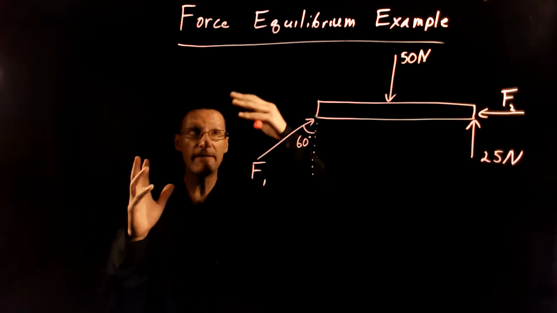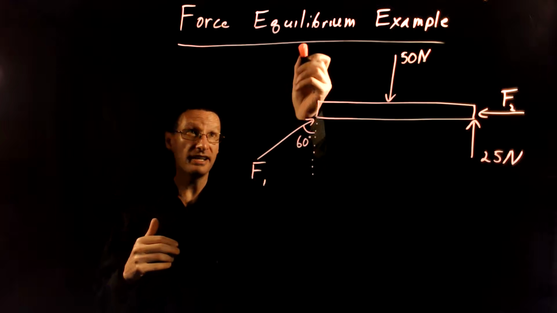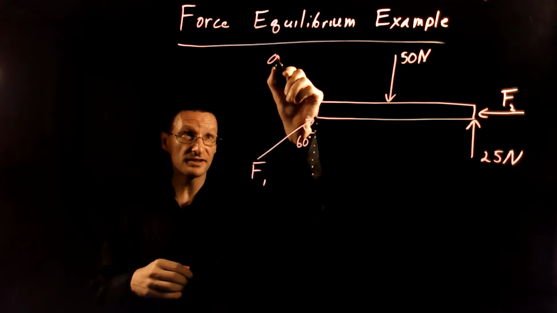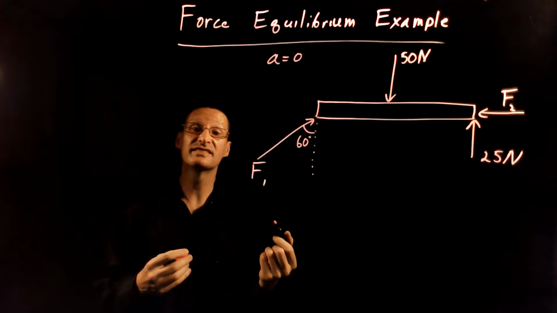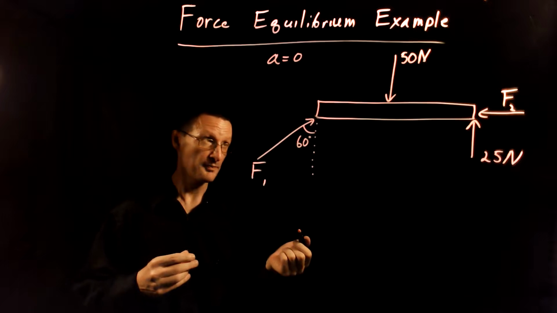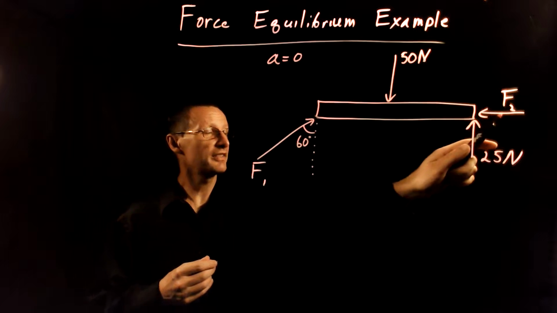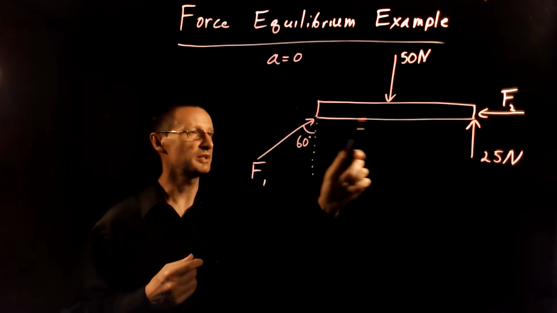I wanted to do a force equilibrium example so you could see how these work. Now, in this case, we're using static equilibrium. Equilibrium itself just tells us that the acceleration is zero. Static equilibrium further says that the velocity is zero as well. The goal in this particular problem is that we want to find the values of the forces F2 and F1 applied to this beam here.